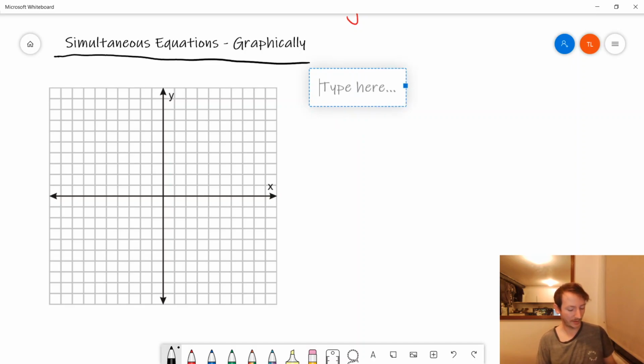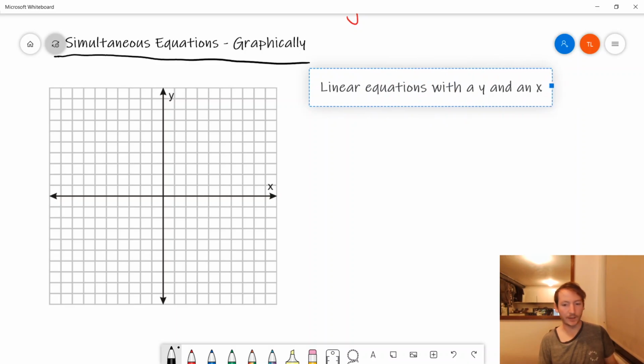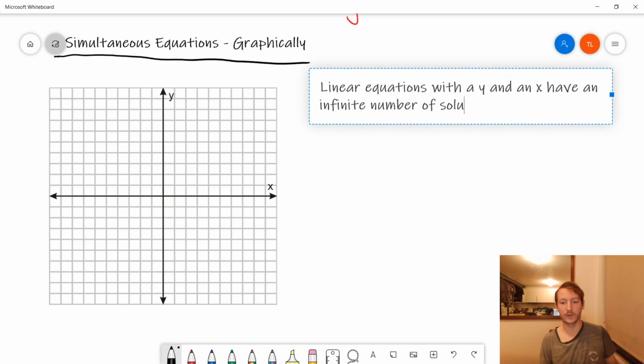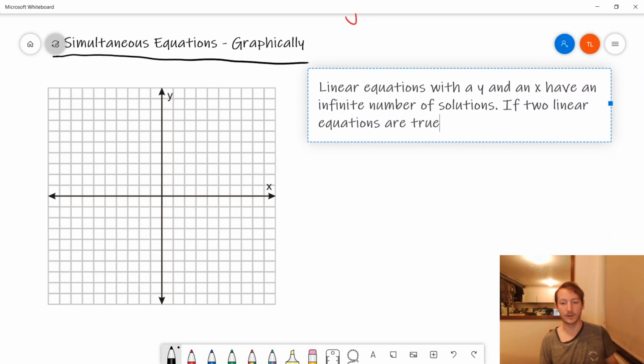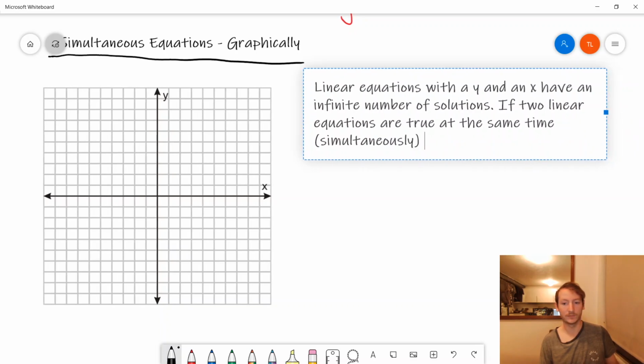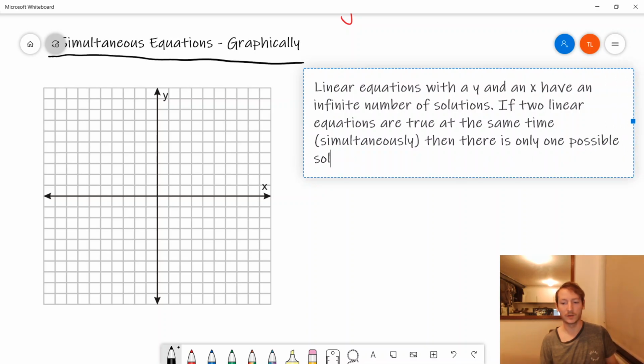So, let's say equations, or linear equations. Linear equations with a y and an x have an infinite number of solutions. If two linear equations are true at the same time, we'll say simultaneously, then there is only one possible solution.